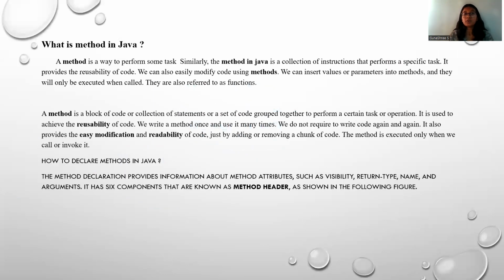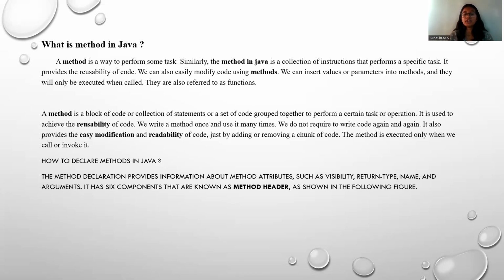So let's begin. What is a method in Java? A method is a way to perform some task. It is a collection of instructions that will perform a specific task. It mainly provides reusability of the code, that is, we can easily modify the code using methods. We can insert values, parameters into the methods, and they'll be executed only when they're called. They're sometimes referred to as functions also.